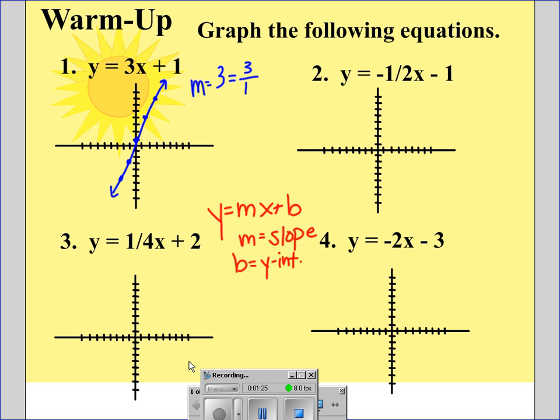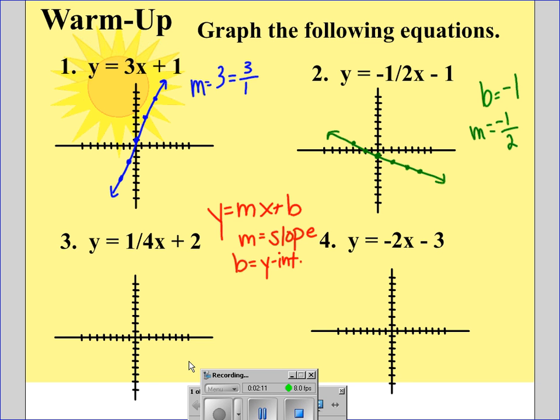Number 2, our y-intercept, our b, is negative 1. So we put a point on the y-axis at negative 1. Our slope m is negative 1 over 2. That means our rise is negative 1. We go down 1. Then our run is positive 2. So we go down 1 over 2, down 1 over 2, and continue to go down 1 and over 2. Or you can go up 1 and to the left 2 because that would continue your line. That gives us this graph right here for the line y equals negative 1/2 x minus 1.